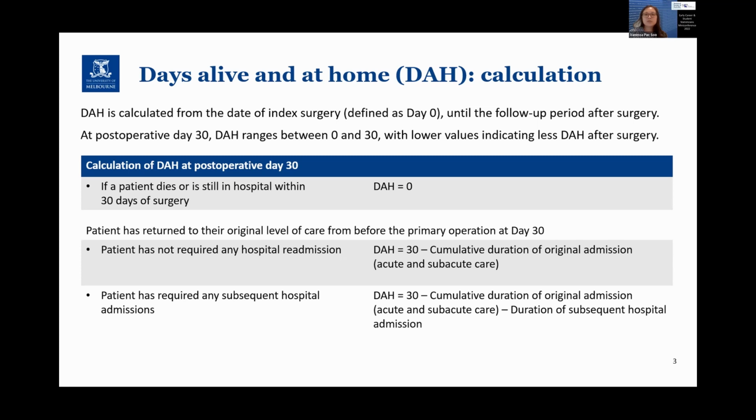However, if a patient has returned to their original level of care from before the primary operation at day 30, and the patient has not required any hospital readmission, days alive and at home is calculated as 30 minus the cumulative duration of original admission, which includes acute and subacute care. If a patient has required subsequent hospital admission, we will also deduct the duration of subsequent hospital admission.